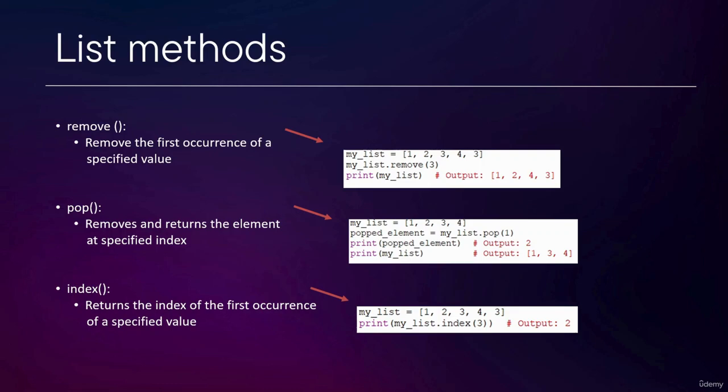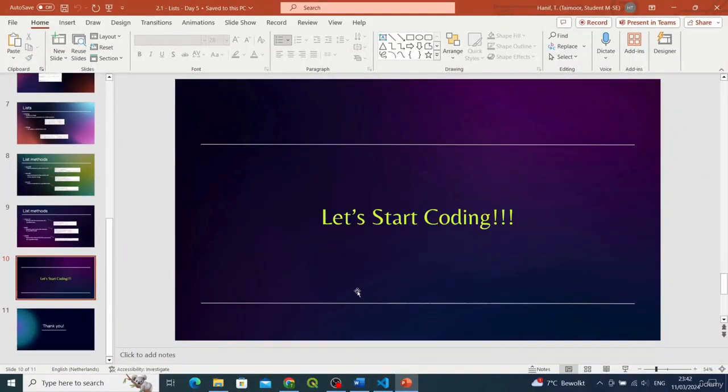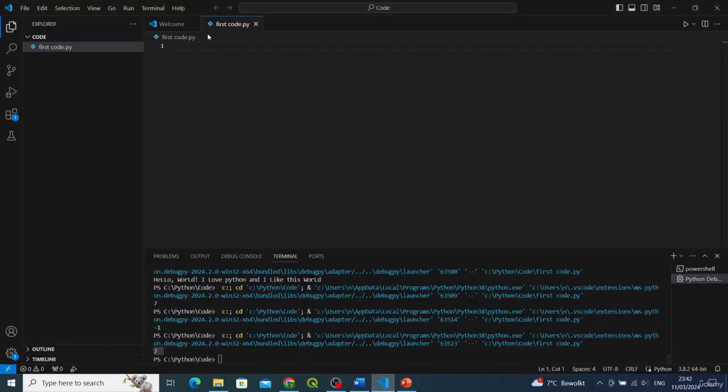And then we have the method called index. This again returns the index of the first occurrence of a specified value. Whatever value we give, it will return the first occurrence of that particular value. So these were the main methods that we use for lists, and now let's start coding and see them in action. So you want to open up VS Code.